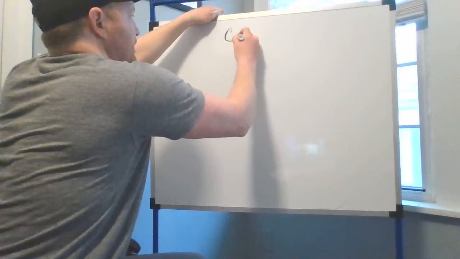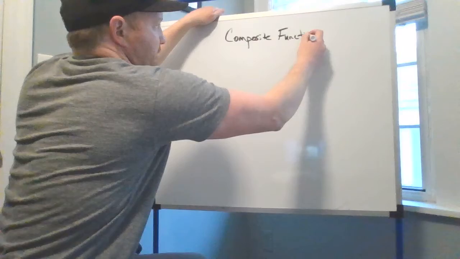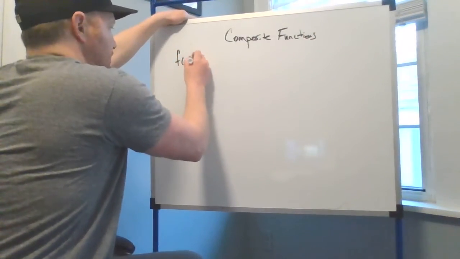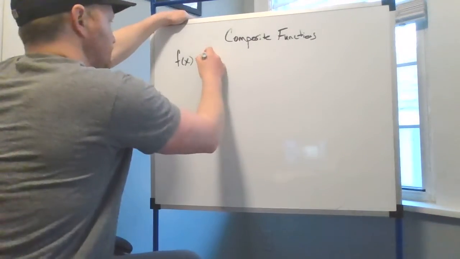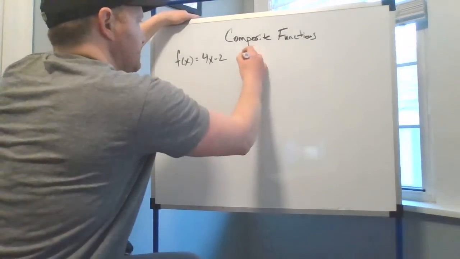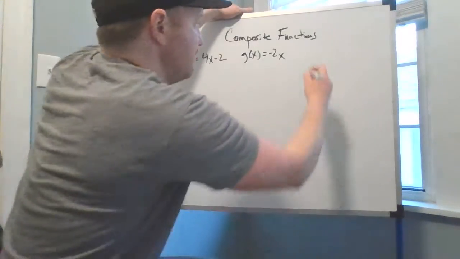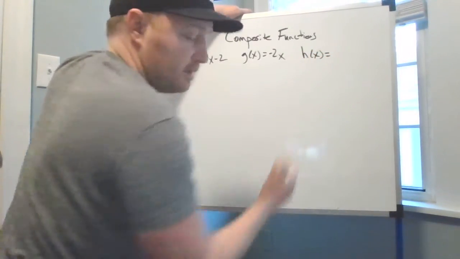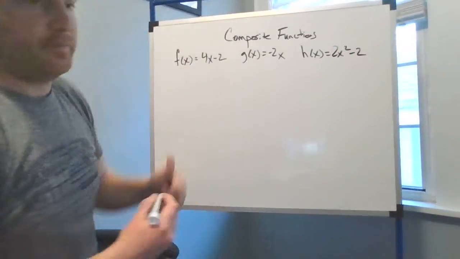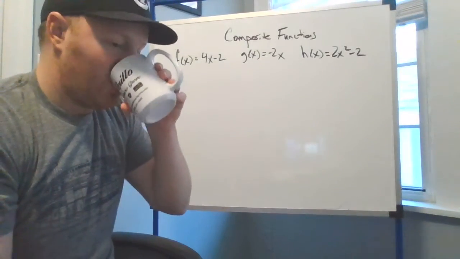So, we got composite functions. So we're going to use these functions for now, and we'll make sense of it in just a minute. f of x equals 4x minus 2, and I got g of x equals negative 2x, and I got h of x equals 2x squared minus 2. I got 3 different functions to work with throughout this entire process.